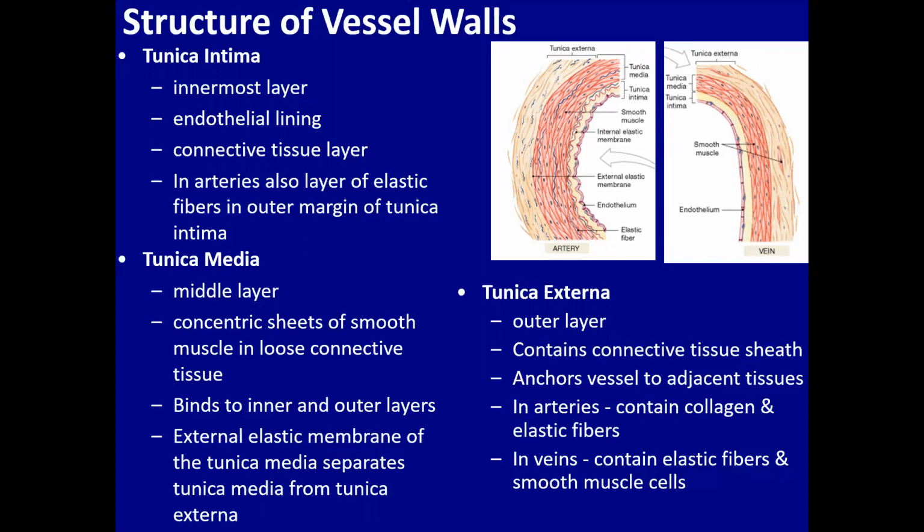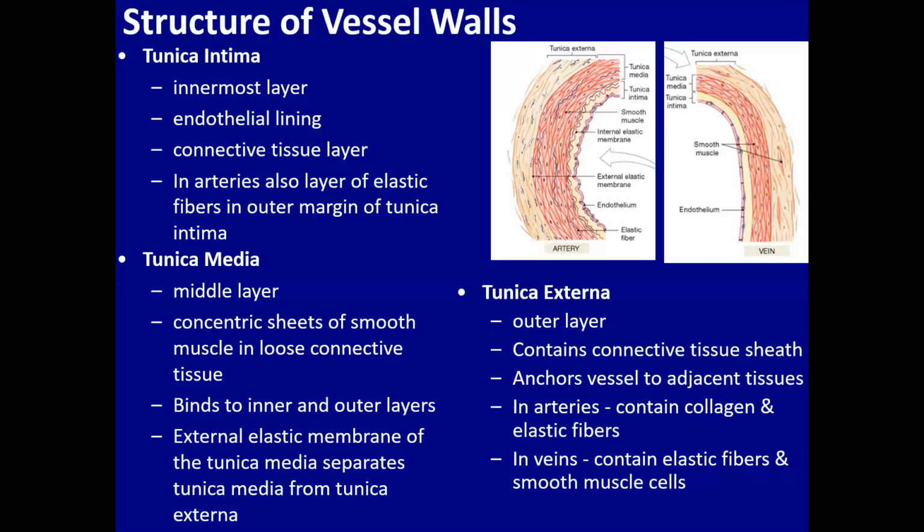The tunica media is known as the middle layer. We have concentric sheets of smooth muscle. It's also found in loose connective tissue, and it's going to bind the inner layer to the outer layer. There is an elastic membrane that separates the tunica media from the tunica externa. The tunica externa is the outer layer, and it has a connective tissue sheath. It's going to anchor the vessel to whatever is around it, to adjacent tissues.